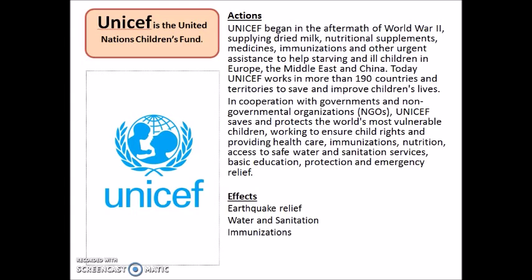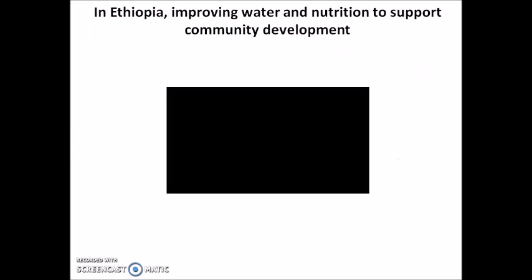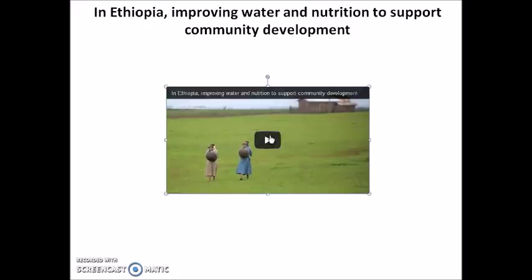In cooperation with governments and non-governmental organizations, UNICEF saves and protects the world's most vulnerable children, working to ensure child rights and providing health care, immunizations, nutrition, access to safe water and sanitation services, basic education, protection, and emergency relief. In Ethiopia, improving water and nutrition to support community development.